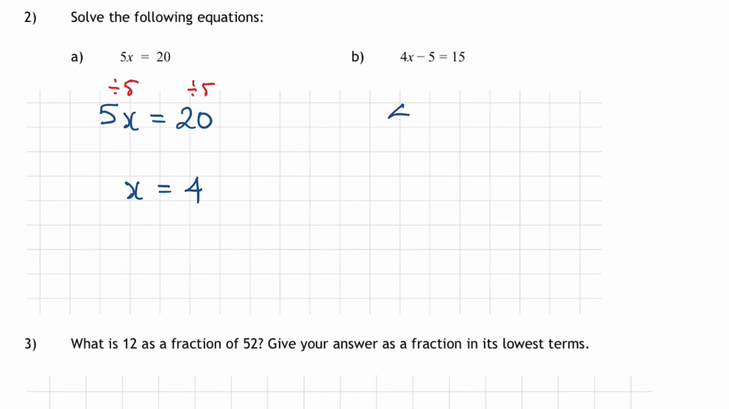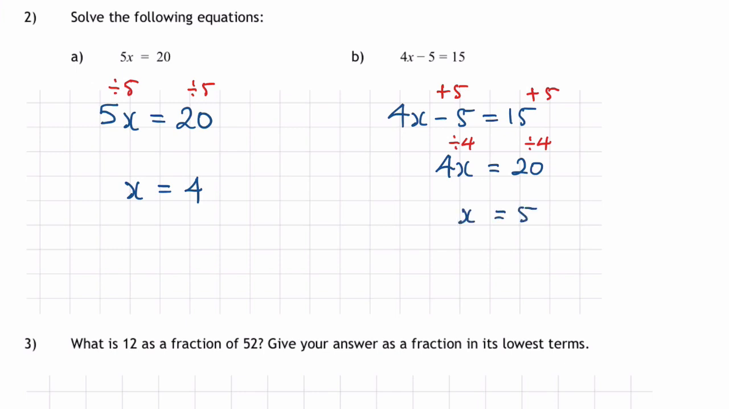The second question, we have 4x minus 5 is equal to 15. The first thing I need to eliminate is this -5, so I'm going to add 5 to both sides. When I do that, I get that 4x is equal to 20. And then I need to divide both sides by 4, so divide by 4, divide by 4. I get an answer that x is equal to 5.